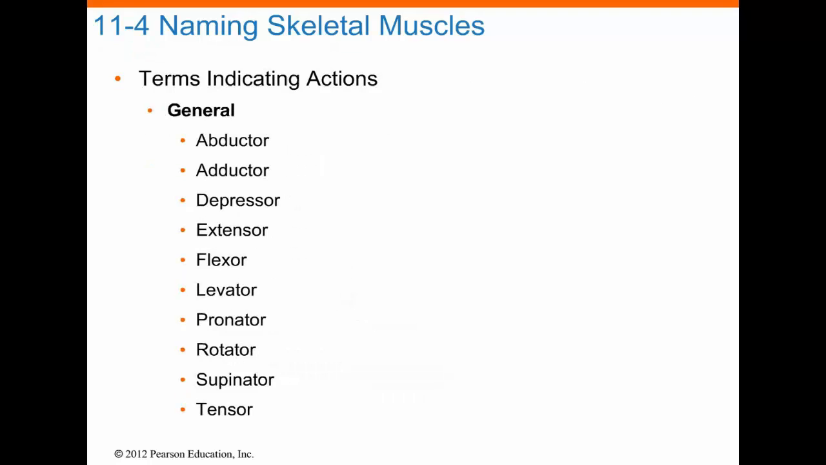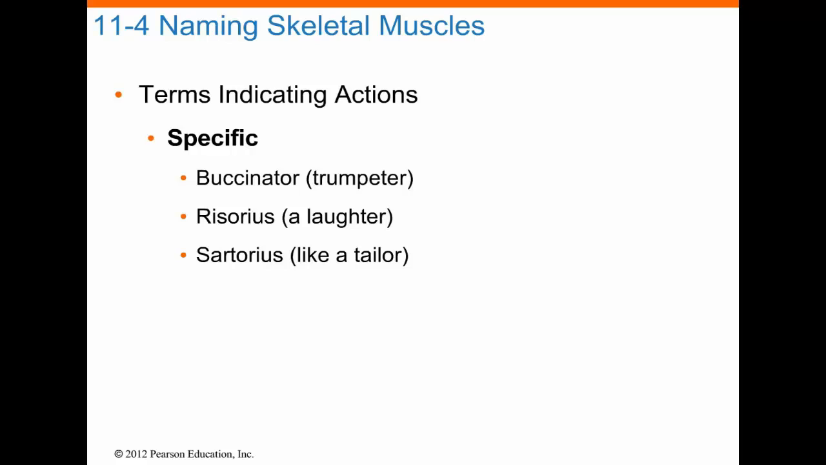Then we've got actions. So the adductor muscle, the adductor, the depressor, the extensor muscle, the flexor, the levator, the pronator, the rotator, the supinator, and the tensor. All because of what actions they do. Then you've got ones that are like a specific function. The buccinator for trumpeter, the risorius, a laughter muscle, and sartorius, like a tailor.